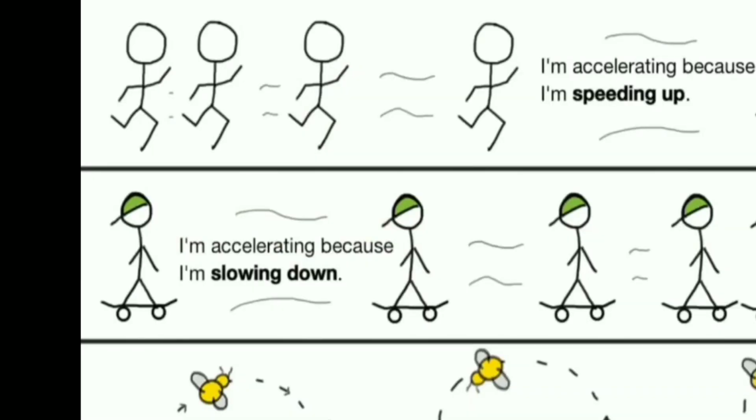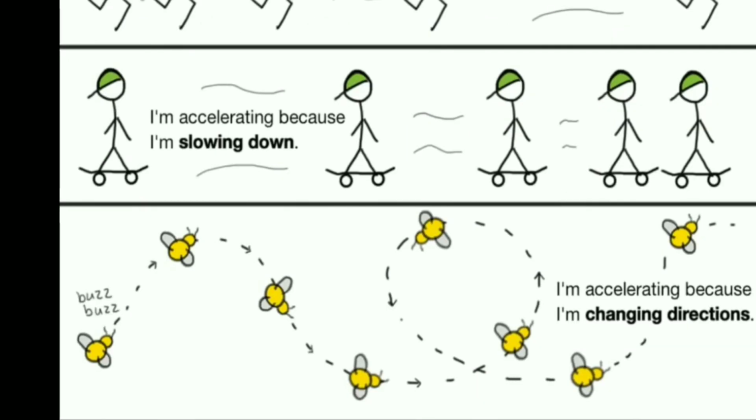In this diagram, there are three pictures. The first picture states that I'm accelerating because I'm speeding up. The second picture states that I'm accelerating because I'm slowing down. Meanwhile, the last picture states that I'm accelerating because I'm changing direction. So, from the diagram, we can conclude that if you are not changing your speed and you are not changing your direction, then you simply cannot be accelerating, no matter how fast you are going.